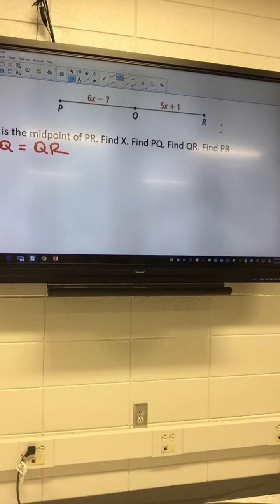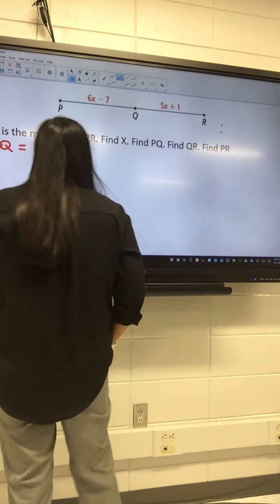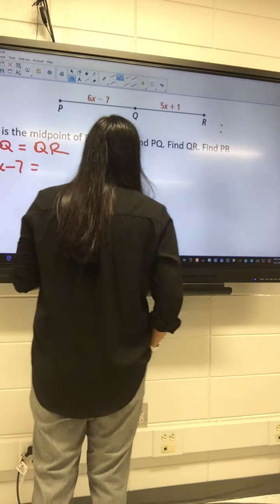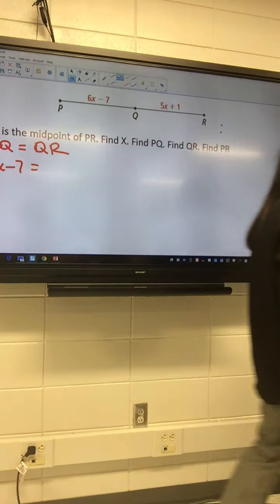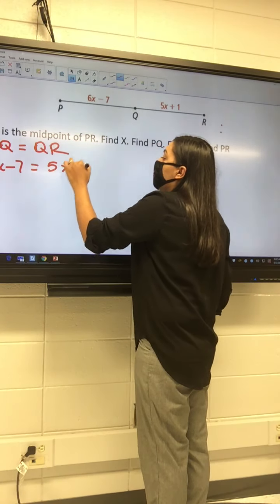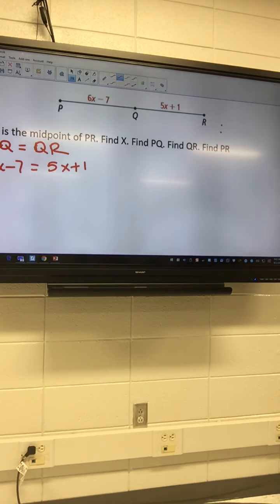Okay, so what is PQ? 6x minus 7. Okay, and what is QR? 5x plus 1. Perfect. Okay, so now we need to solve for x. You need to get all your variables to one side and all your numbers to the other. That means we combine my terms, right? Eventually, but yes.